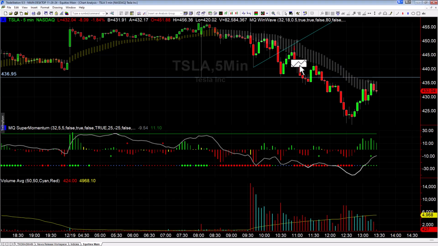So it ended up dropping. Our initial target was the 437 retest from the previous pivot low. Then it just continued to trend down the rest of the day until we got that flush down to 420. But it worked out really well overall.